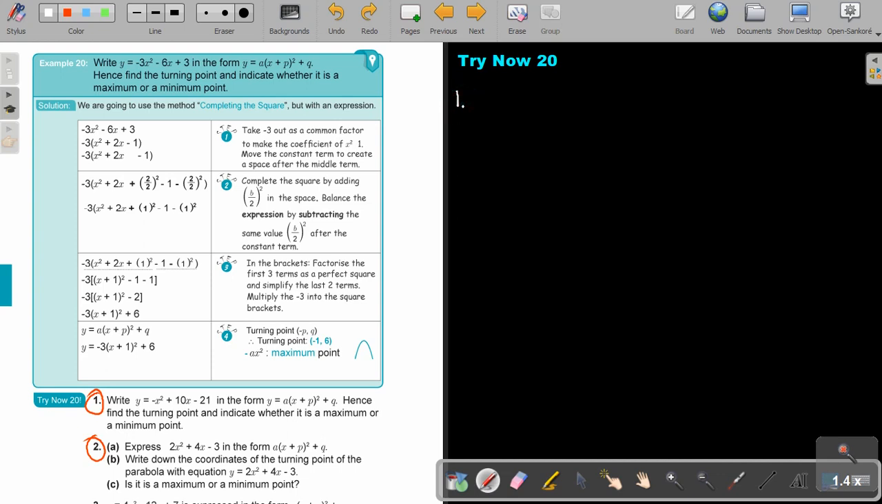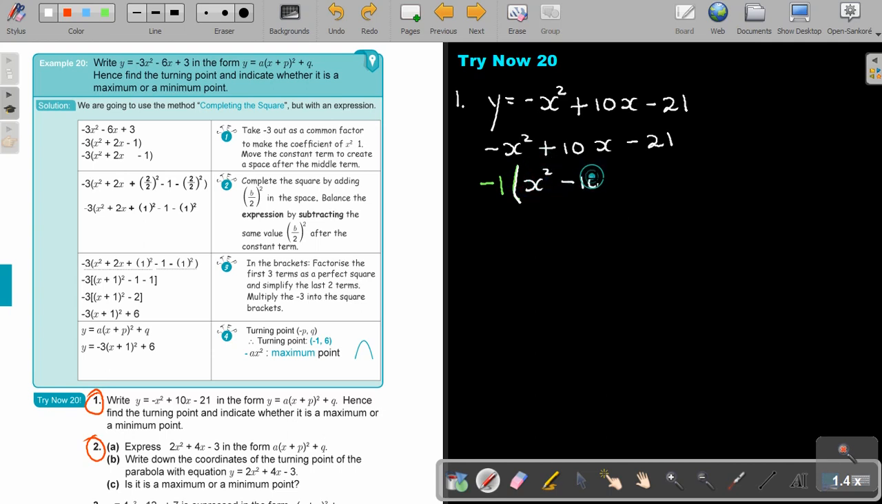Number 1. The quadratic equation is y equals minus x squared plus 10x minus 21. Now take that expression, minus x squared plus 10x minus 21. Now don't forget what we did. I take negative 1 out as a common factor. Okay, I'm just going to do it like this. So it's going to be x squared, it's just going to change the signs, minus 10x, leave your space, plus 21, and close the bracket.